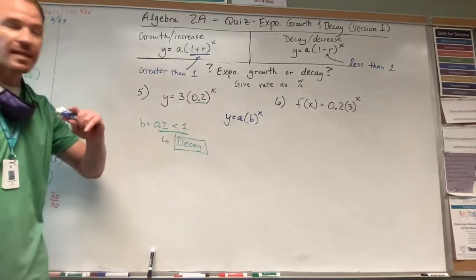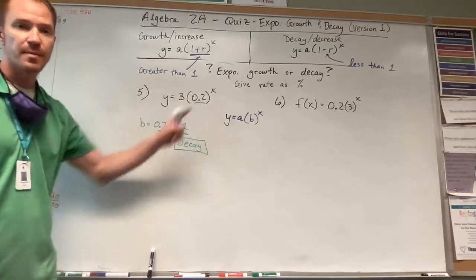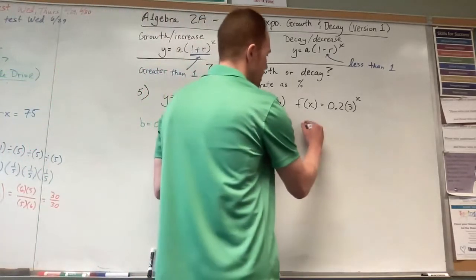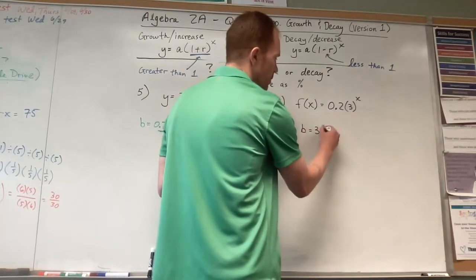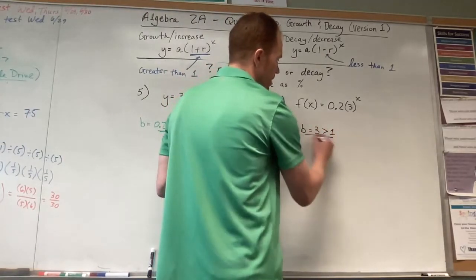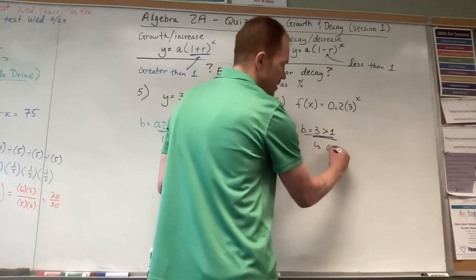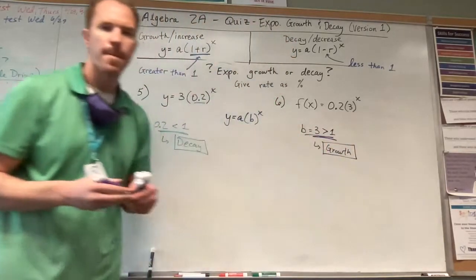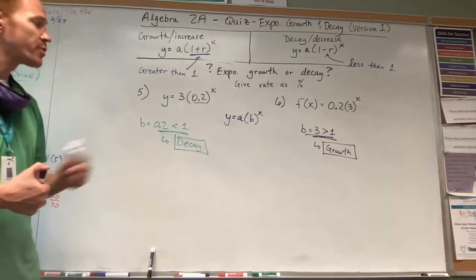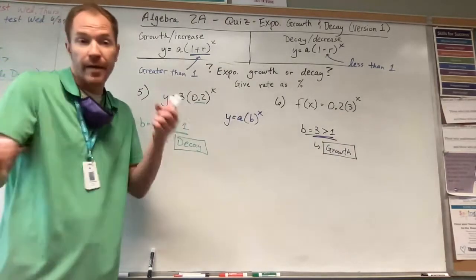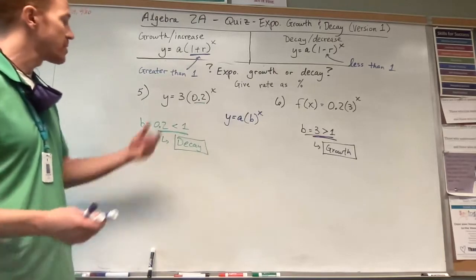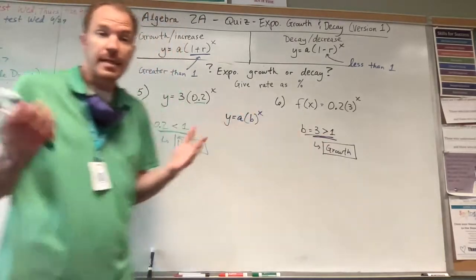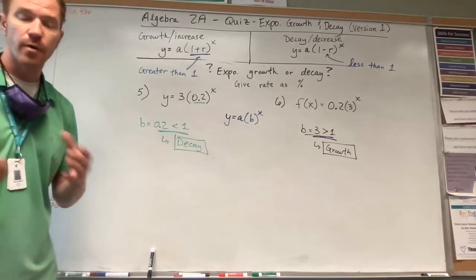I'll jump to number 6. I know we still need the rate as a percent, but I'm going to jump to number 6. In this case, b is equal to 3, which is greater than 1. So something greater than 1 tells me that this is growth. If you forgot, it's as simple as just, is your common multiplier greater than 1 or less than 1? That's all you need to figure out growth or decay.